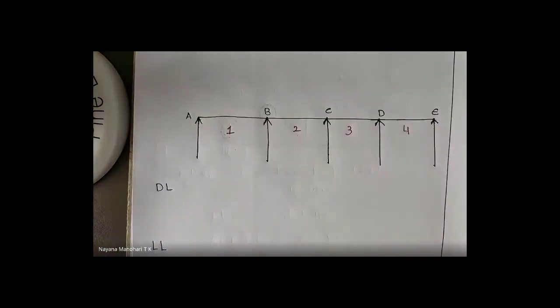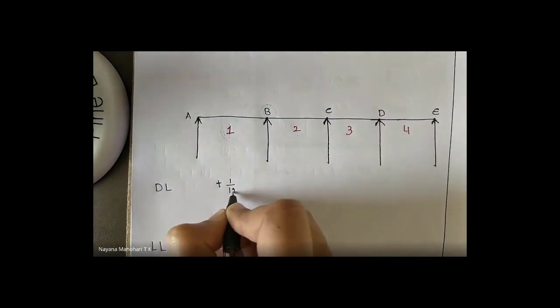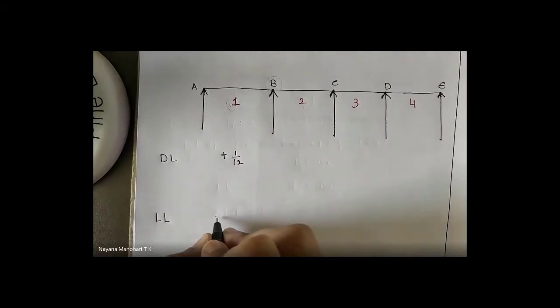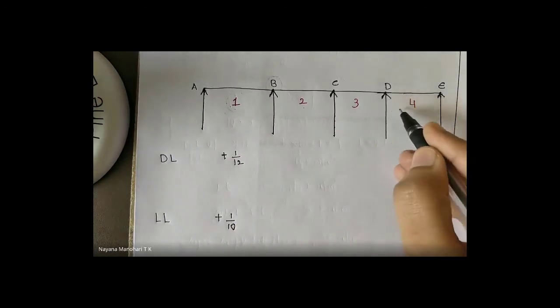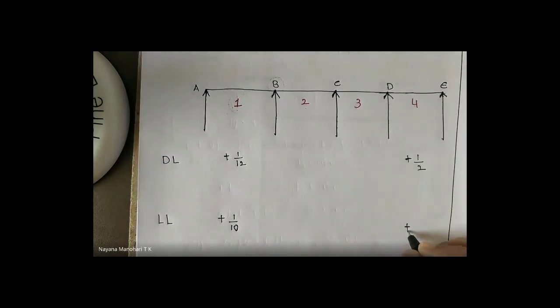Write down that coefficient here. That is plus 1 by 12 for the dead load. Similarly, for the live load, it is plus 1 by 10. Similarly, for portion DE also, it is an end span, that is the middle of the end span. For the dead load, the bending moment coefficient is the same, plus 1 by 12. For the live load, it is 1 by 10.